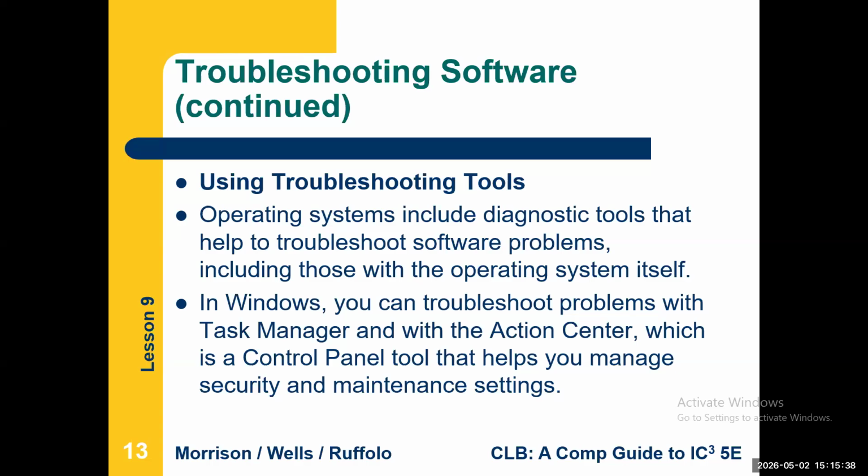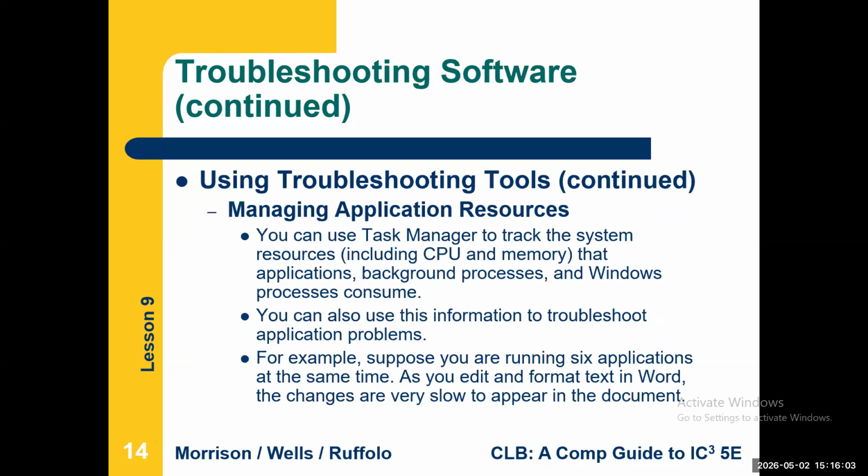In Windows, you troubleshoot most of this through your task manager. You go to the task manager, and then the action center, which is in the control panel, helps you manage your system security, and the maintenance settings are also there. So the best place to go to troubleshoot your system with Windows is the task manager.